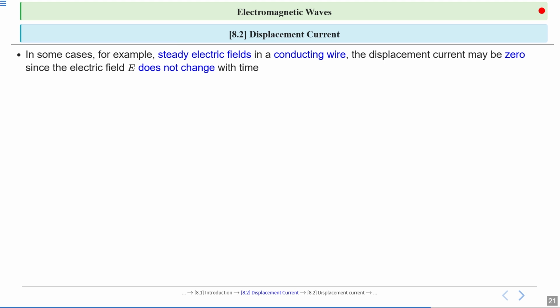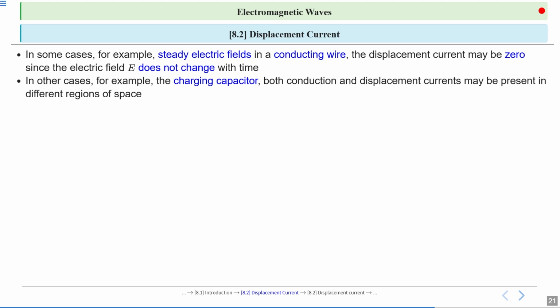In some cases, for example, steady electric fields in a conducting wire, the displacement current may be 0, since the electric field E does not change with time. So when there is a steady electric field in a conducting wire, displacement current may be 0, since the electric field does not change with time. If the electric field is not changing with time, then the rate of change of electric flux with respect to time will be 0. So there will be no displacement current.